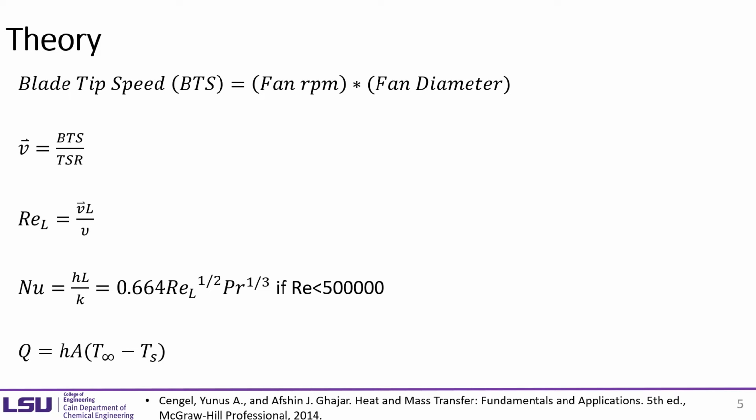With this wind speed, we can calculate the Reynolds number, and then with the Reynolds number and the Prandtl number, we can calculate H, which is the heat transfer coefficient. And we can use that second to last equation using the Nusselt number if the Reynolds number is laminar. So using this equation, we can calculate the heat transfer coefficient, which can be used to calculate the heat transfer rate, Q.